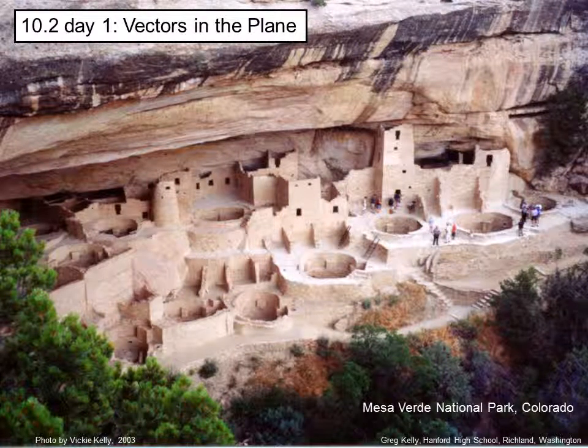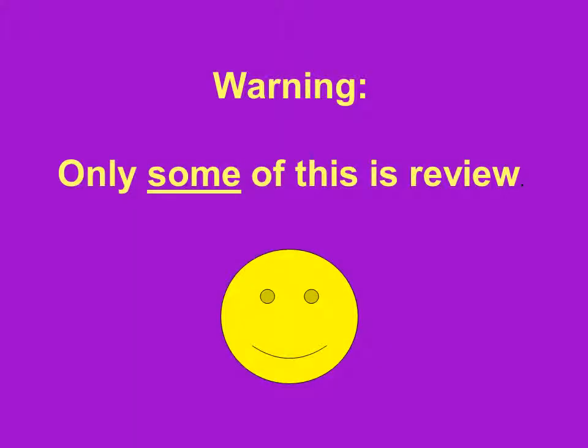Lecture 8.2, Day 1, Vectors in the Plane. This is a view of the Cliff Palace ruin in Mesa Verde National Park, Colorado. Warning: only some of this is review.